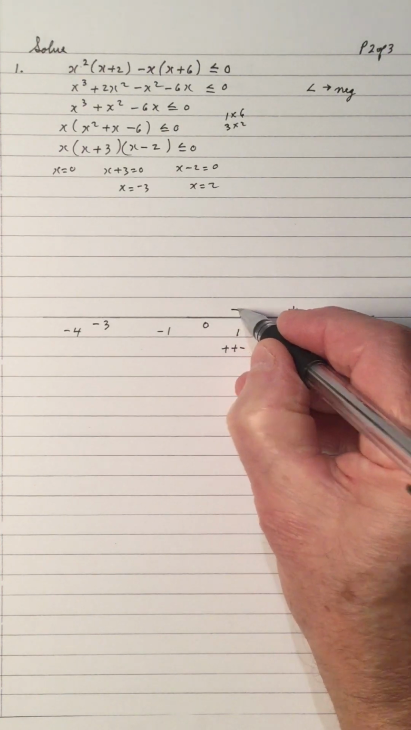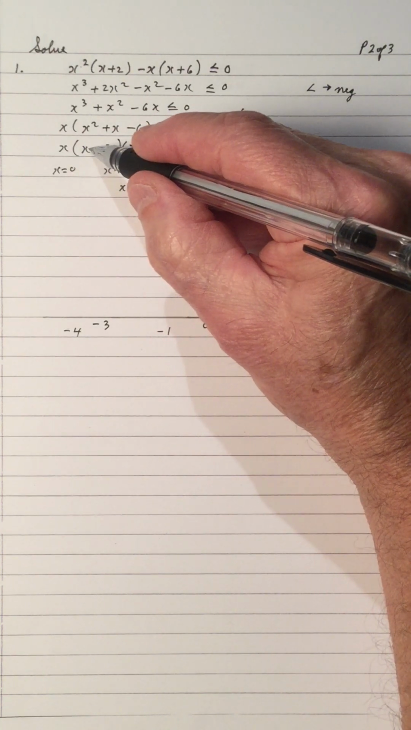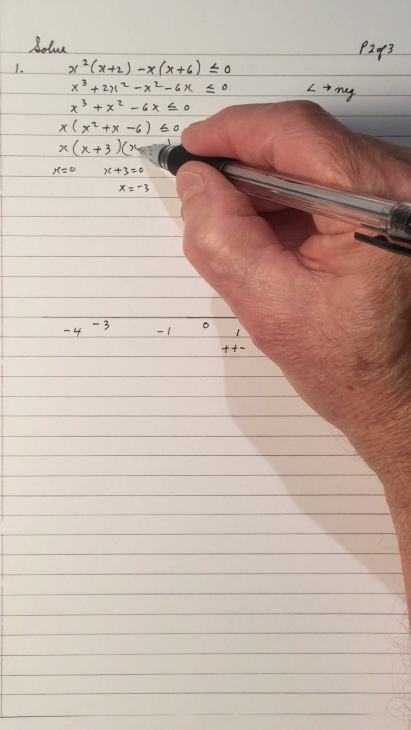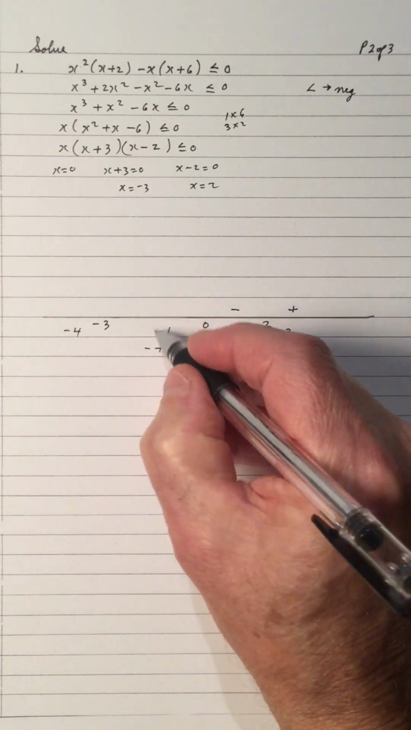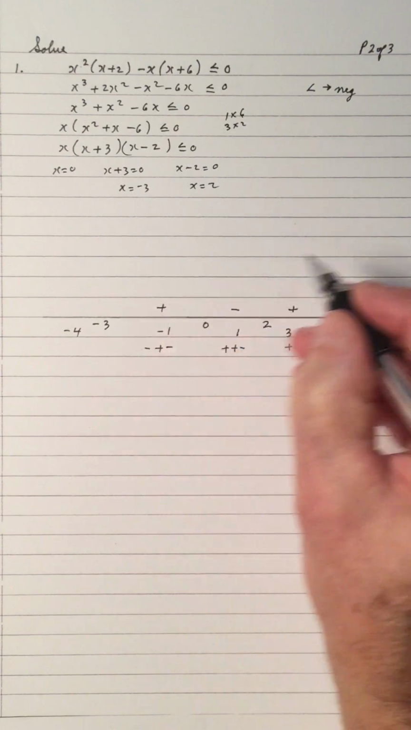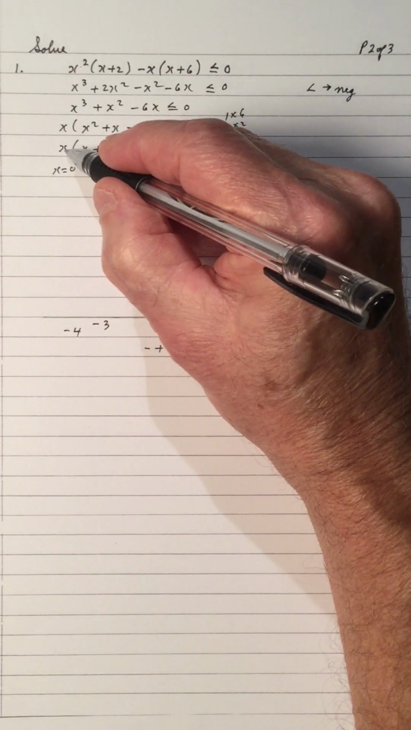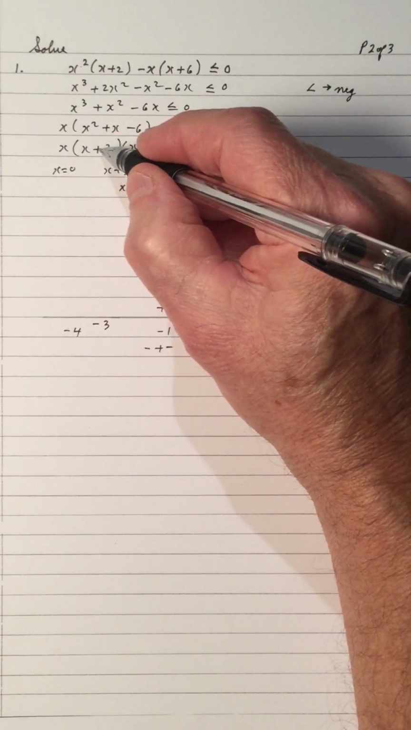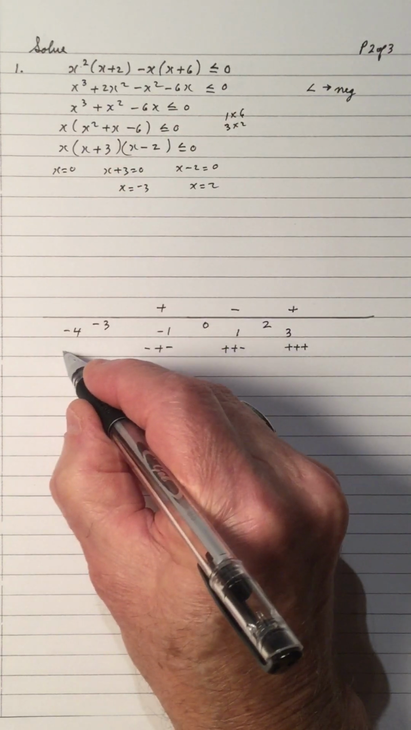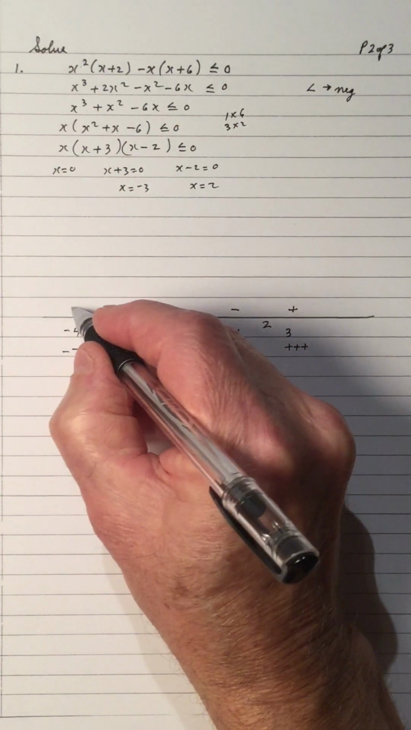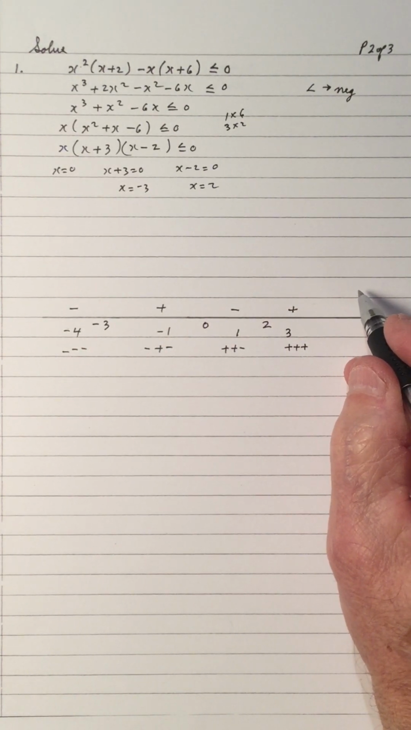Product is negative. Put a negative 1 in. Negative 1 is negative. Negative 1 here is positive. Negative 1 here is negative. So we have a negative, positive, negative. Product is positive. And we sub in the negative 4. For the negative 4 here, we get a negative. Negative 4 here, we get a negative. Negative 4 here, we get a negative. So it's a negative, negative, negative. Product is negative.